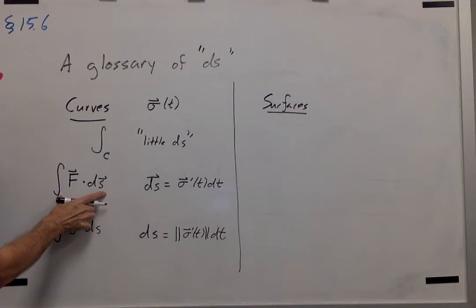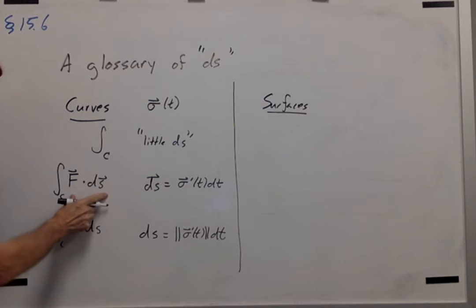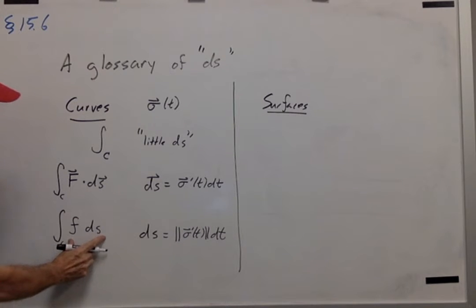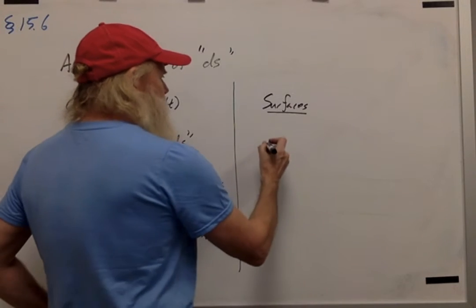This first type of integral, the integral of f dot ds along the curve C, can be used to calculate work, for example. The scalar version, the integral of a function along a curve, can be used to find mass, for example. Now surfaces are different.